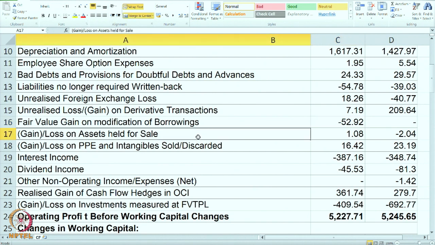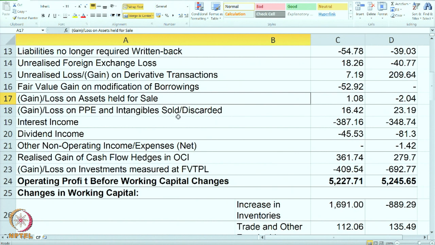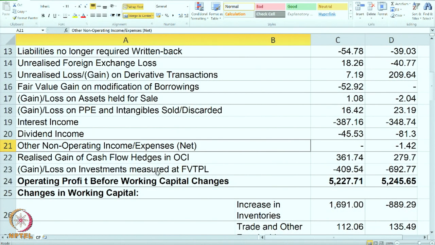Gain or loss on assets held for sale, gain or loss on PPE, interest income, dividend income. Mark, the items were given two times earlier. There was interest received, which will be an investment item, but interest income, it's an operating item. Then dividend income, non-operating income or expenses, realized gain on cash flow hedges in OCI. Now, this is again not directly impacting our cash, but it has an impact on our P&L and it's a gain. So, right now we are showing it here.